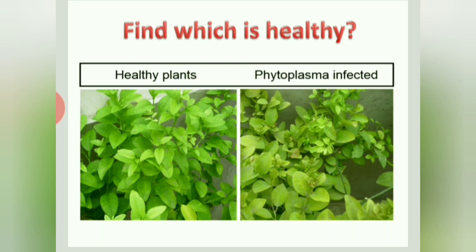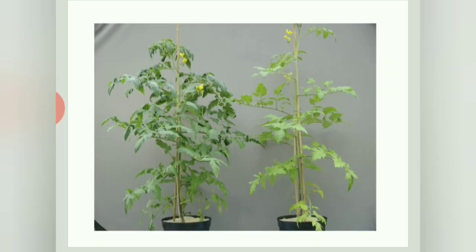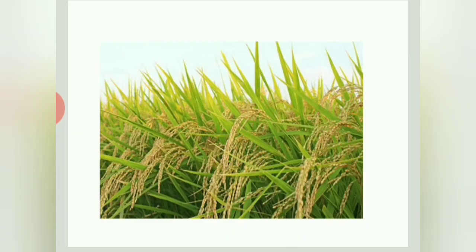So out of these two plants, we can easily identify the healthy plant. The first picture is the healthy plant. The second picture shows that the first plant is grown with the help of fertilizer, and the second is without fertilizer. So you can see the difference between the two plants. Next one is good quality.